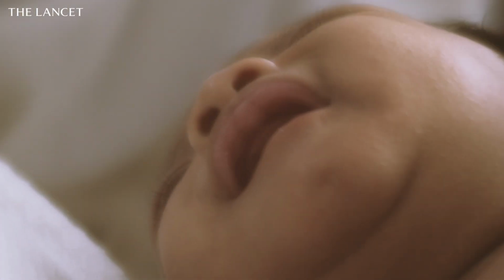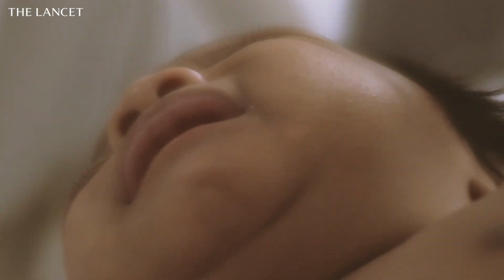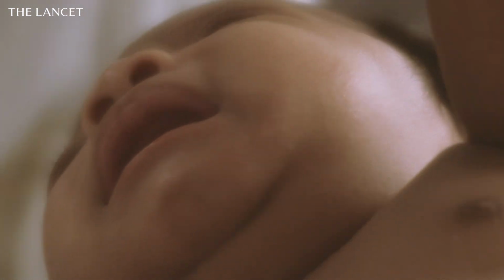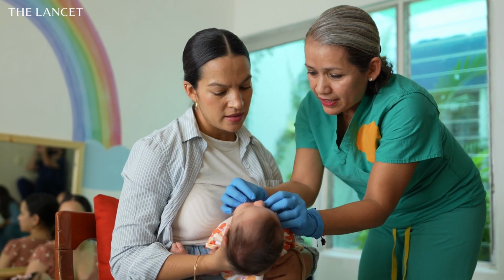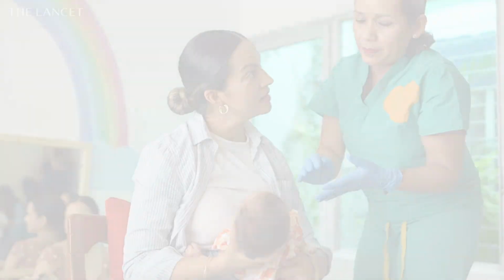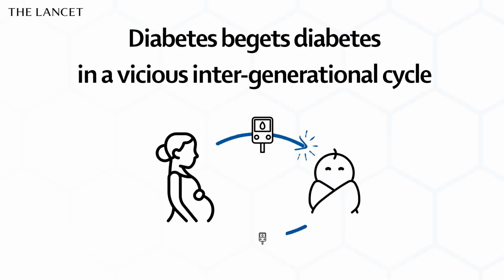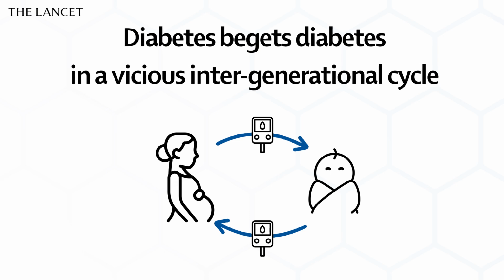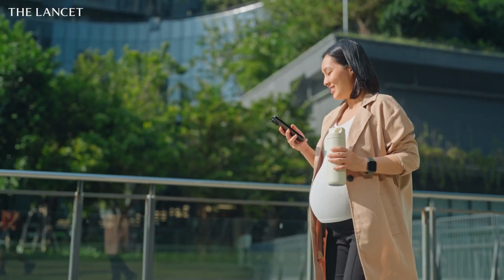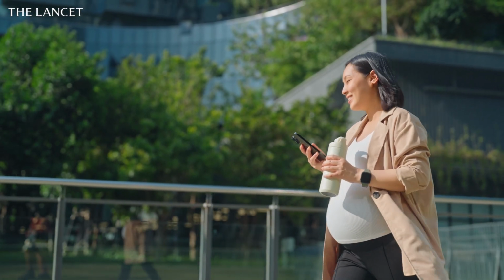For the baby, there are also long-term risks, including future overweight and obesity and future type 2 diabetes. There is a saying in the gestational diabetes field that diabetes begets diabetes as part of a vicious intergenerational cycle. Those with early hyperglycemia, that is early gestational diabetes, are generally those at the highest risk of pregnancy complications.